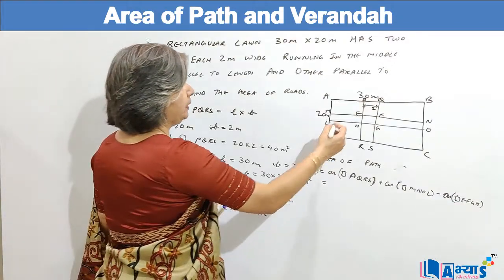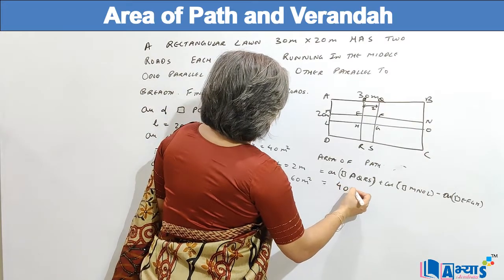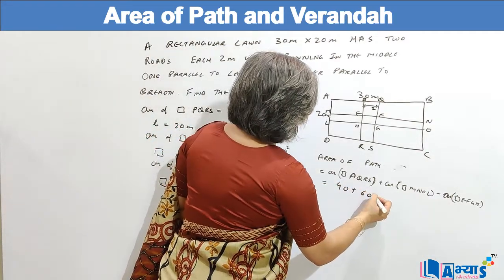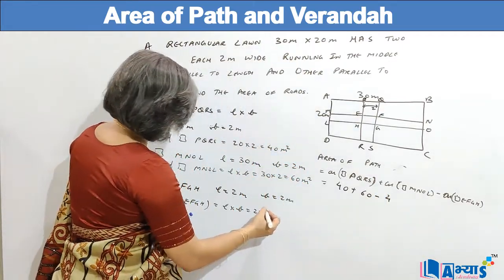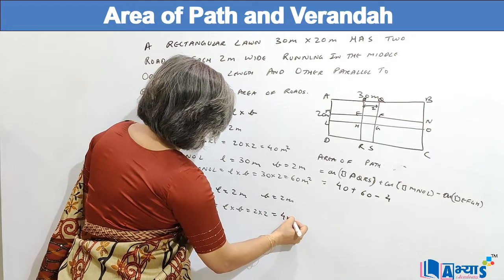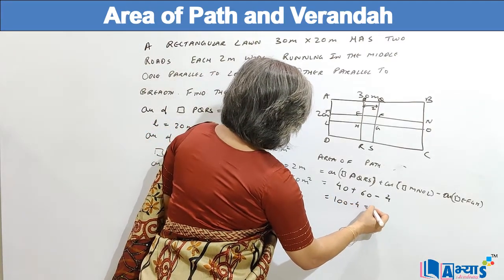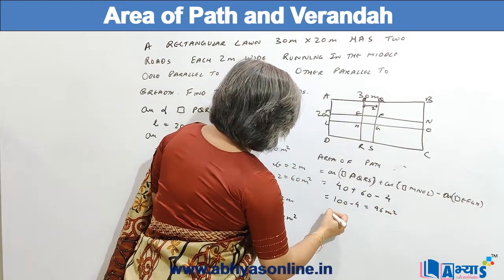Now the area of PQRS we have calculated as 40, and area of MNOL is 60, and area of EFGH is 4 meters square. So we will say 100 minus 4, that is 96 meters square. So this is the area of the road: 96 meters square.